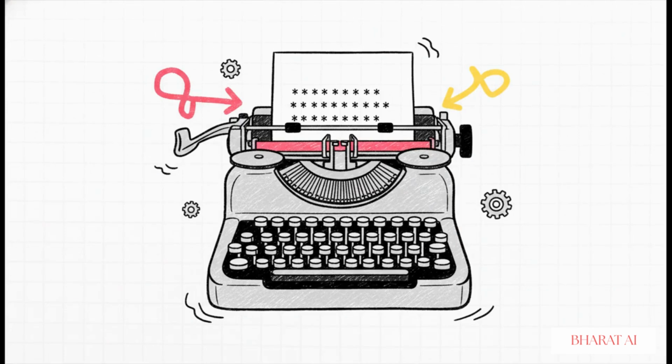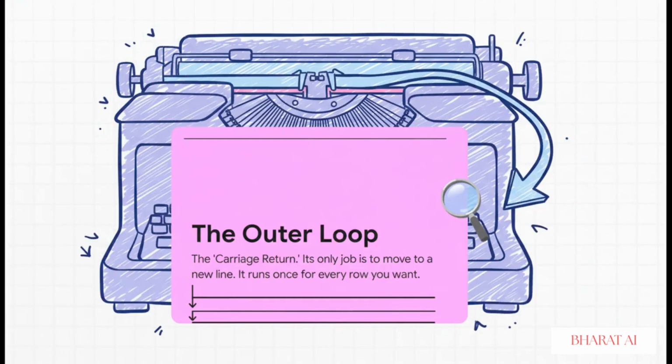Okay, let's dive into this, because this is the key that unlocks pretty much all pattern-based problems. The secret is something I call the two-loop blueprint. And the easiest way to picture it, think of an old-school typewriter. You've really only got 2 main actions: moving to a new line and then typing characters on that line. First up, you've got the outer loop. Think of this as the big carriage return lever on that typewriter. Its one and only job is to say, all right, this line is done, let's slam this thing over and move down to start the next one. You need 4 rows, this loop runs 4 times.